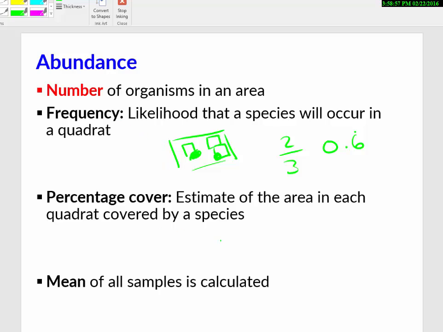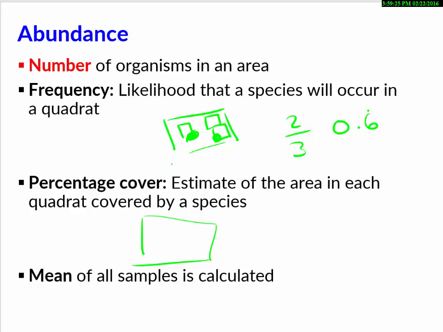Percentage cover is an estimate of the area in each quadrat covered by a species. So this is a better measurement, because as we saw before, with frequency, if you get a single tiny percentage cover of that species in a quadrat, then that counts as one quadrat, and that gives an unrepresentative view, because you could have 1% of the area of a quadrat covered by a species, but we only know in the results that the quadrat had that species inside it. Percentage cover is a better measurement, but it's not perfect.